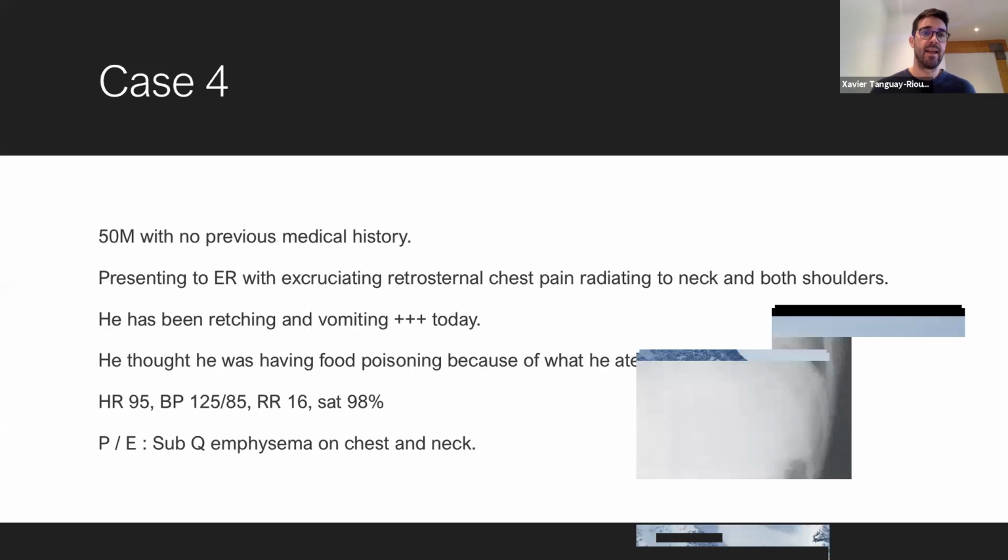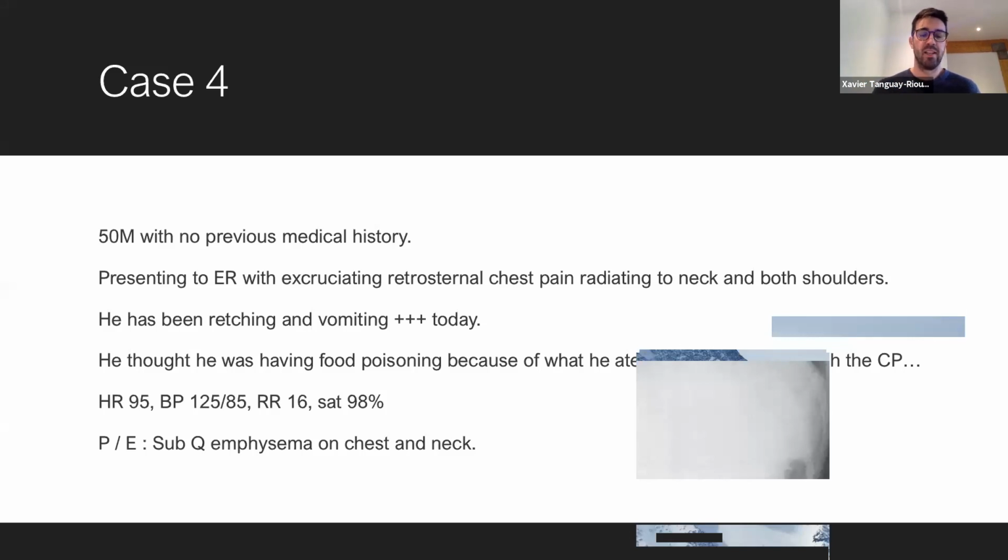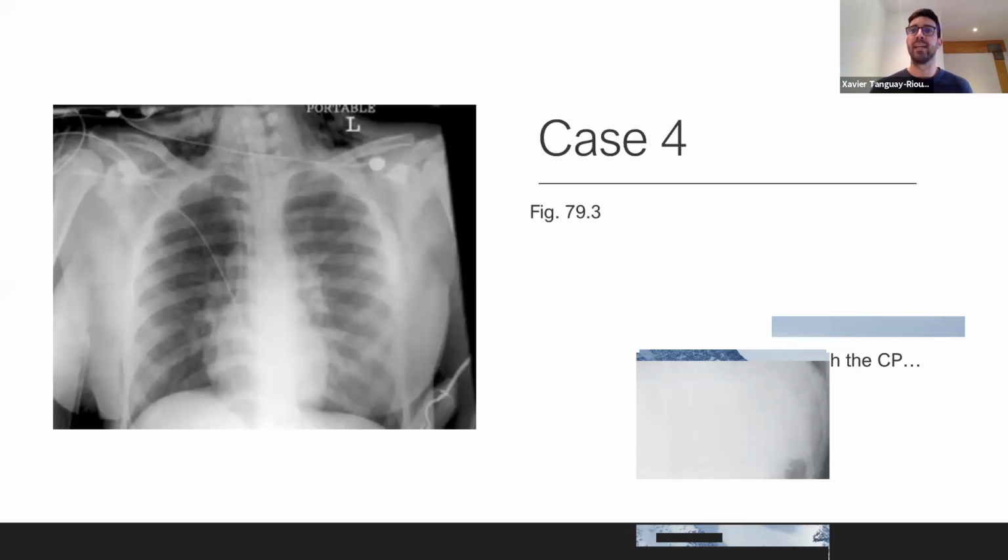So next case, 50 years old with no previous medical history, is presenting to you with excruciating retrosternal chest pain radiating to the neck and both shoulders. The patient has been retching and vomiting today. He thought he was having food poisoning, but now with the chest pain, he's not sure about this anymore. His vitals are relatively normal, and on physical exam, there's subcutaneous emphysema on the chest and on the neck. So you have this chest X-ray.